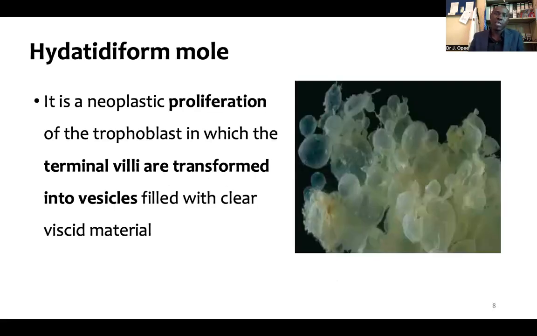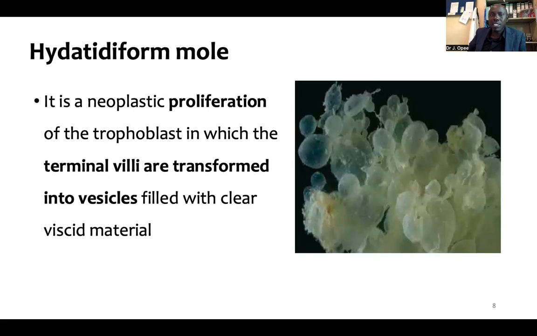Now, we are just going to make it easier by going to each one of those, because for understanding, you need to understand each of those, how they come about, and the morphology. So on the basis of the molar lesions, the first one is hydatidiform mole.